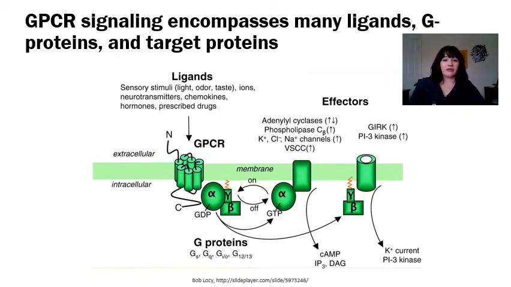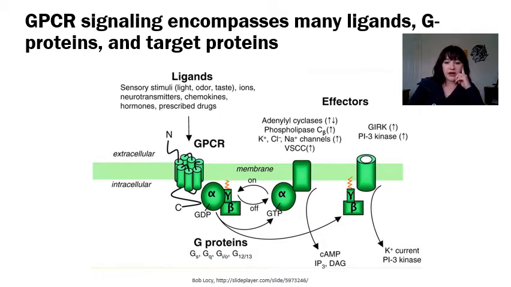For example, the ligands that bind to GPCRs can range from things like light, smell, and taste molecules. They could be neurotransmitters like epinephrine or acetylcholine. They could be hormones like testosterone, right? Could be medications. So there's a variety of different ligands that can bind to GPCRs.